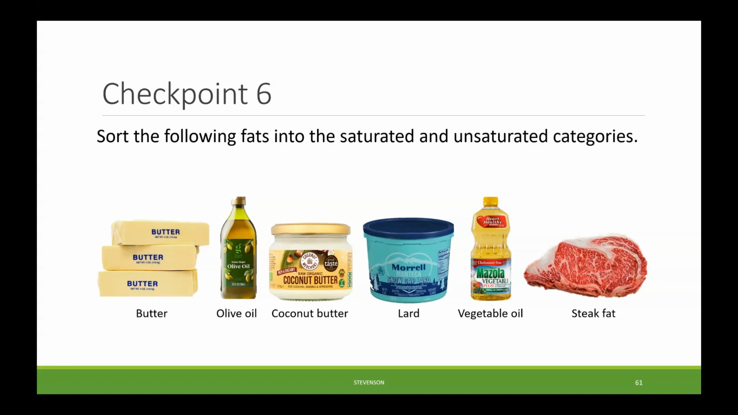So let's tie up our discussion of lipids and fats with a checkpoint. In this checkpoint, I would like you to take the following fats and sort them into the categories of saturated and unsaturated fats. We have butter, olive oil, coconut butter, lard, vegetable oil, and steak fat.